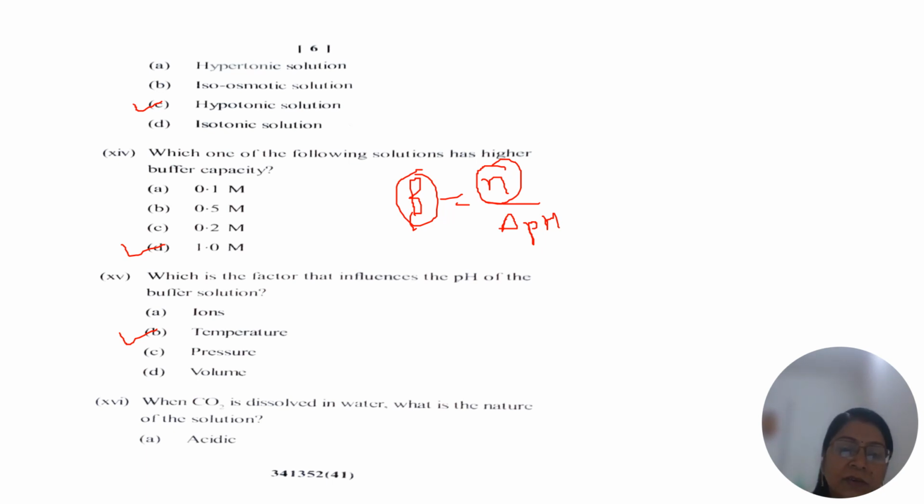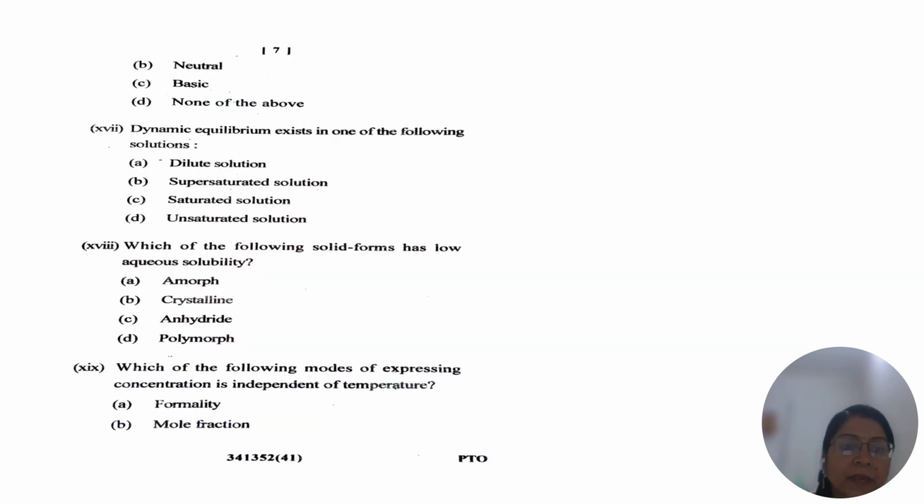Now next is, when CO2 is dissolved in water, what is the nature of the solution? As you know, when CO2 is dissolved in water, carbonic acid will be formed and the nature of the solution will be acidic. So the answer will be acidic. Coming to the next question.